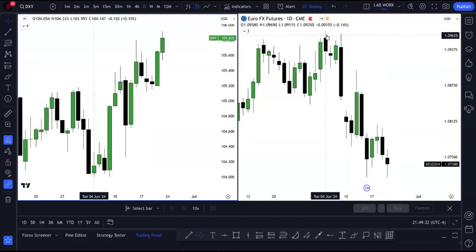You see all these lower swing highs. Doesn't raid that here. Take a look at this. There's a swing low here.